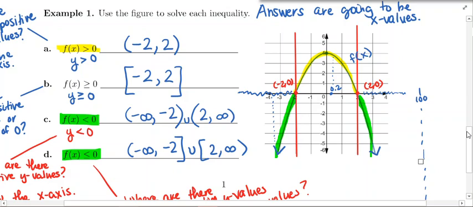The key is coming up with a sketch of the graph, the sketch of the parabola, and then, based on your inequality, you have to figure out if you're looking above the x-axis, below the x-axis, or even on the x-axis, and you have to write the corresponding x values that make the statement true.